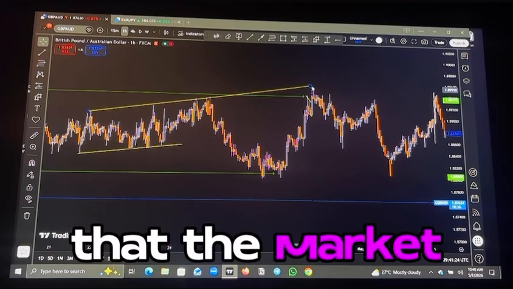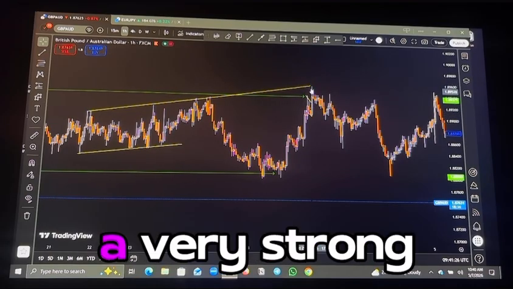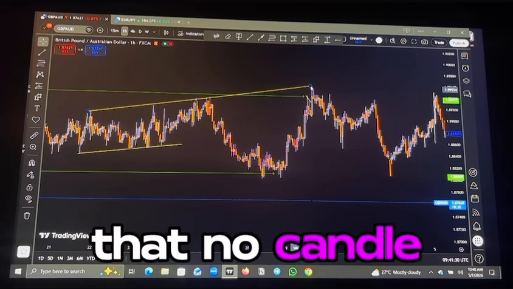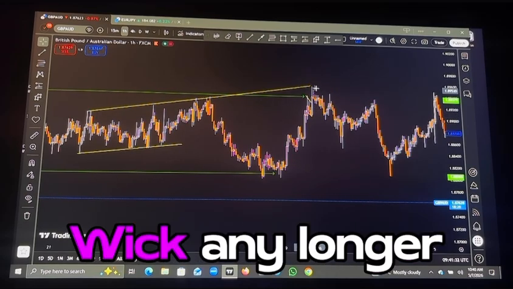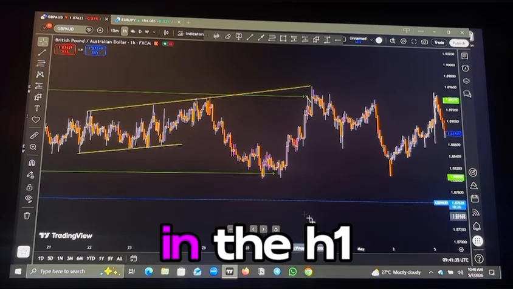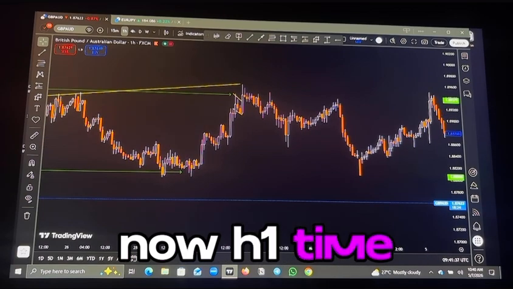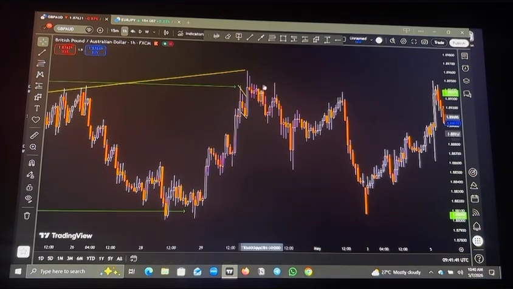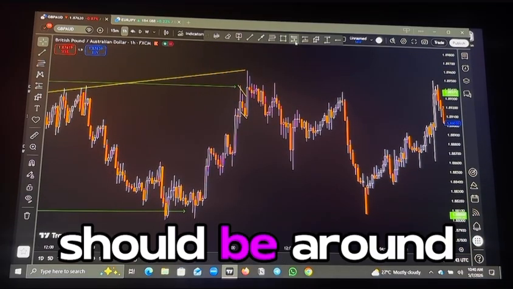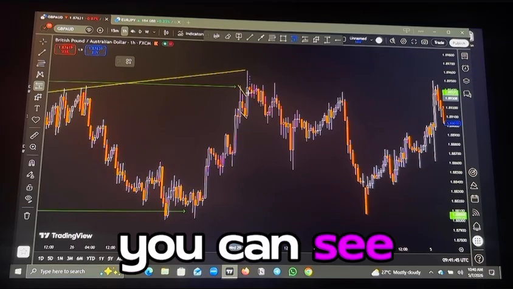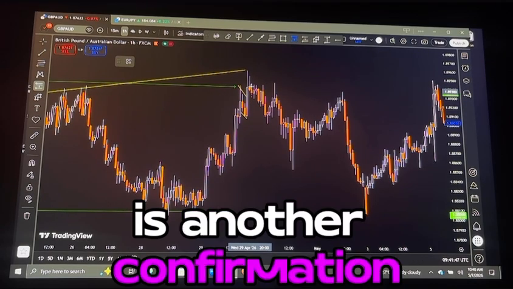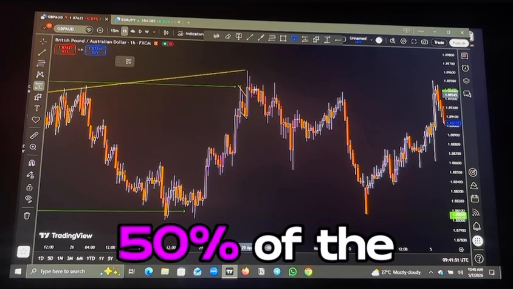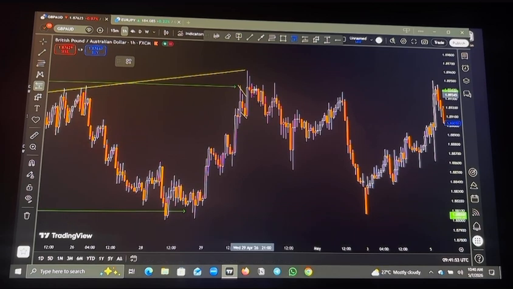Right now, look here. You will see that the market has given us a very strong wick candle. You can see that no candle closed above the wick any longer. Since we are in the H1 time frame now, H1 time frame is for execution. Your first entry should be around this zone. Your first entry should be around here. You can see this candlestick is another confirmation. The market should respect at least 50% of the body of the candlestick.